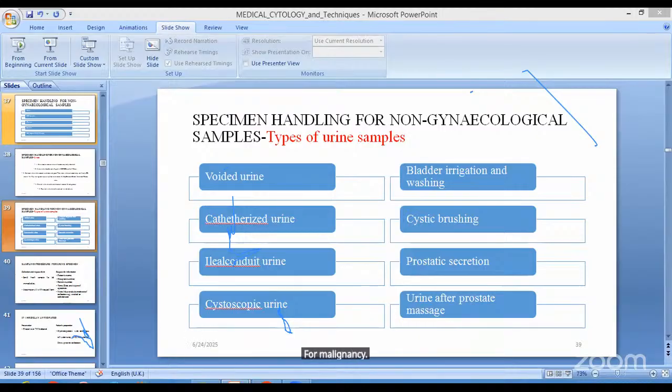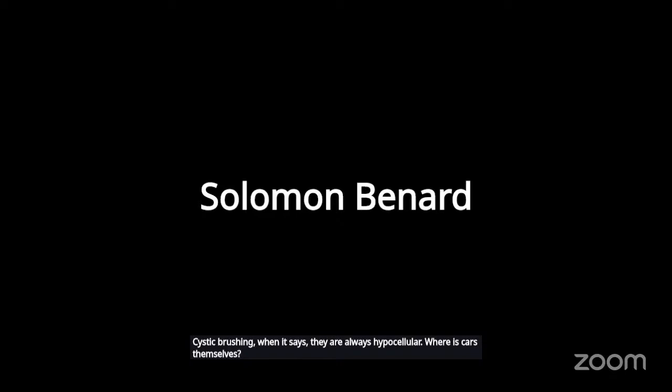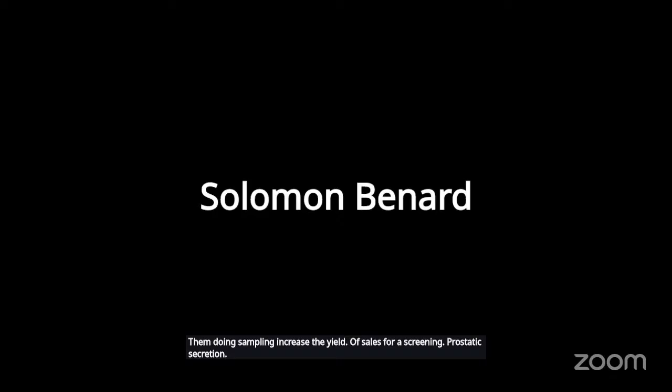Voided urine, catheterized urine, ileal conduit urine, cystoscopic urine, bladder irrigation and washing, cystic brushing. When it's cystic, they are always hypocellular, very scarce in cells. Brushing them during sampling increases the yield of cells for screening. Prostatic secretion, urine after prostate massage.